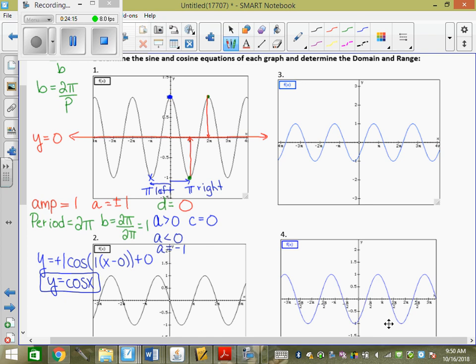How would I know which? One of them would be x plus pi, one would be x minus pi. So we could have y equals negative cos 1, technically, x minus pi plus 0. We don't need the 0 or the 1. Or we could have y equals negative cos 1 x plus pi plus 0.